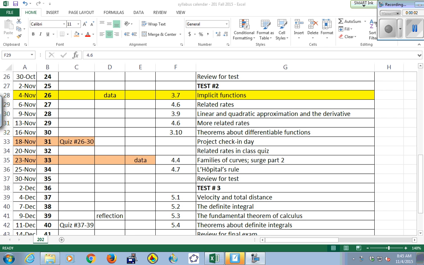I have our syllabus calendar up. I don't have test 2 graded yet. Definitely for Friday.